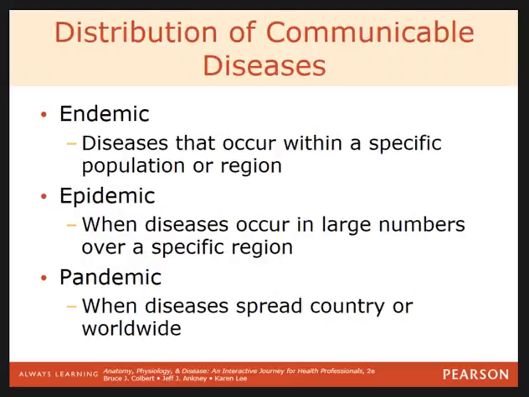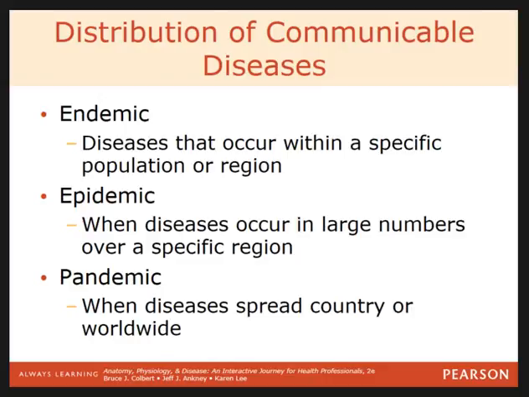When we talk about communicable diseases, how they cluster: an endemic are diseases that occur within a specific population or region, and they're pretty well contained. An epidemic is where the disease occurs in large numbers over a specific region. And then a pandemic is when the disease spreads over the country or is worldwide.